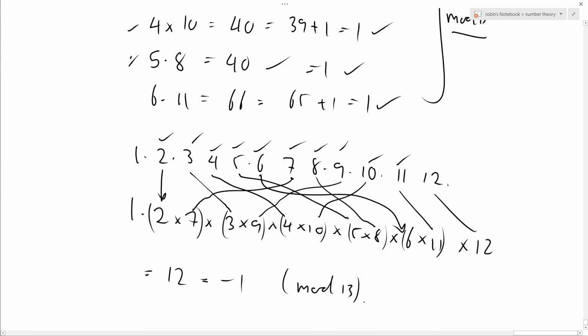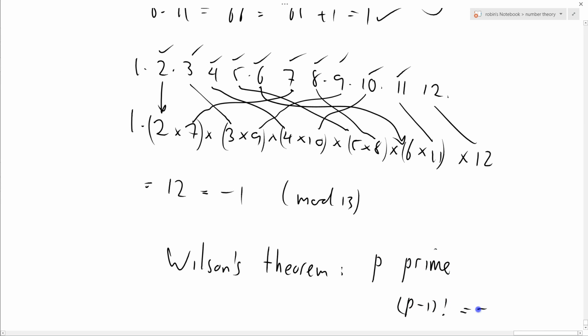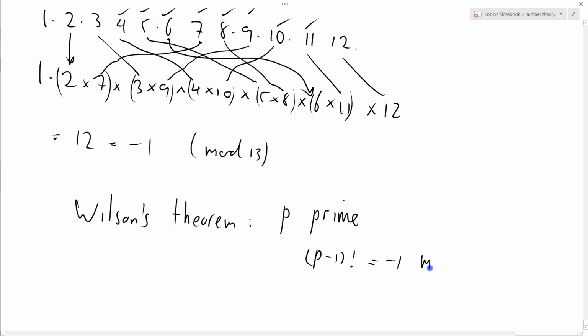Job done. Okay, I'm going to stop there. That is Wilson's theorem. If P is prime, (P minus 1) factorial equals minus 1 modulo P.